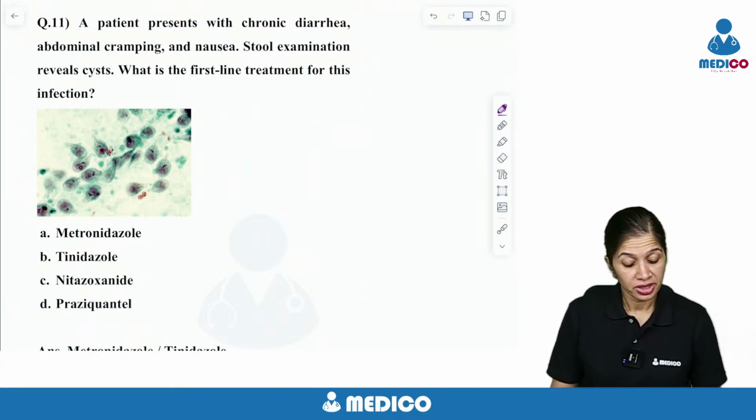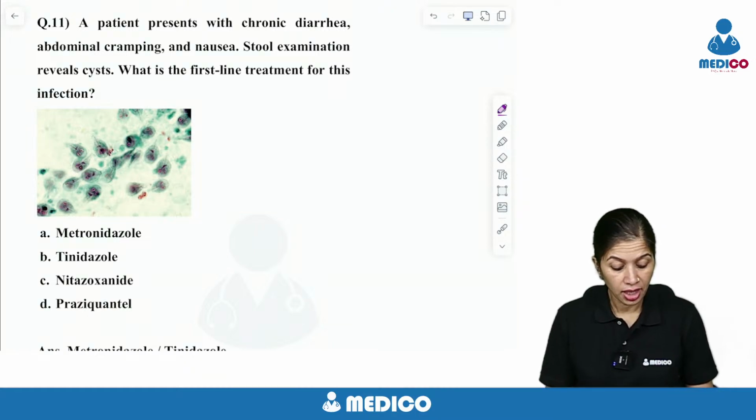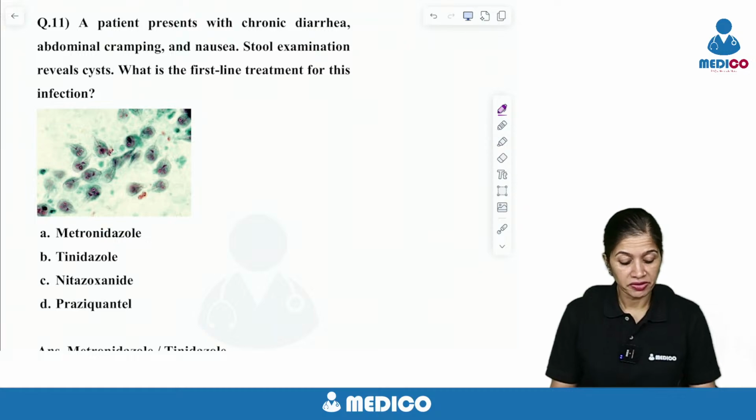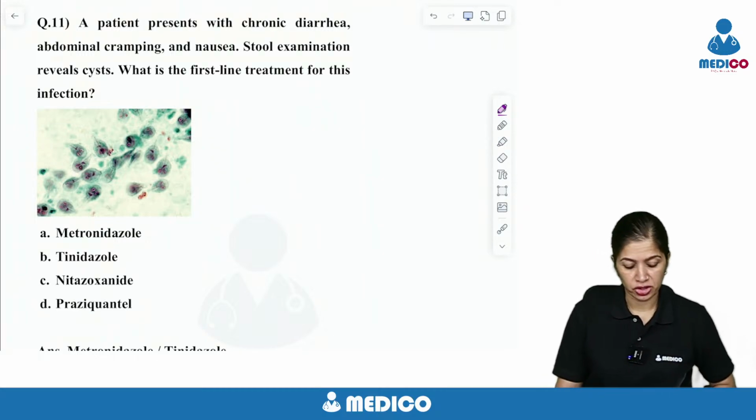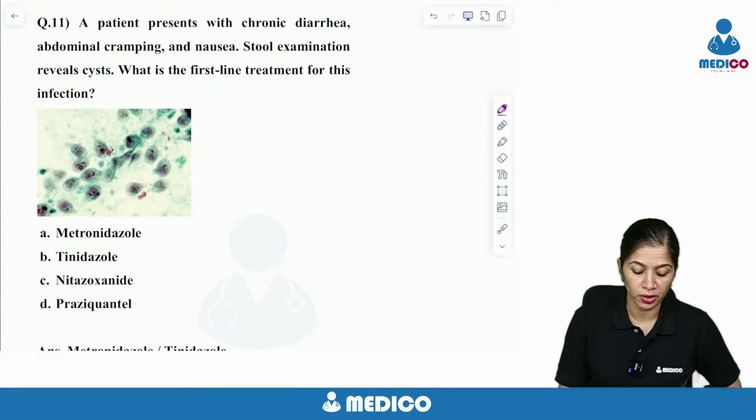So now coming to the next question. A patient presents with chronic diarrhea, abdominal cramping and nausea. Stool examination reveals cysts. What is the first line treatment for this infection? Okay, and an image has been given below.